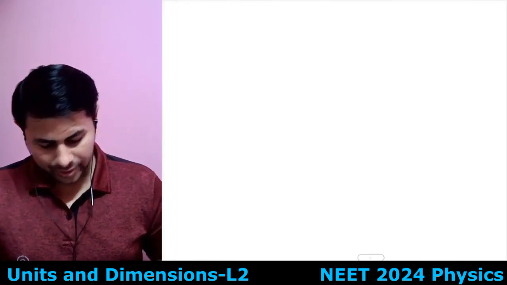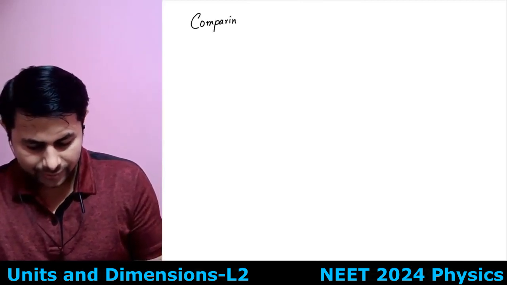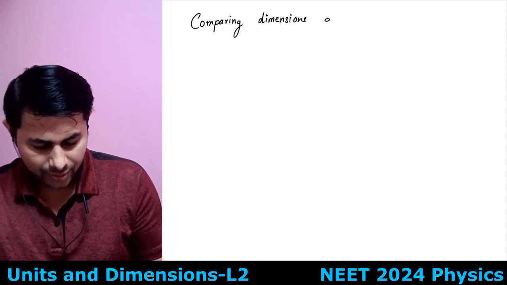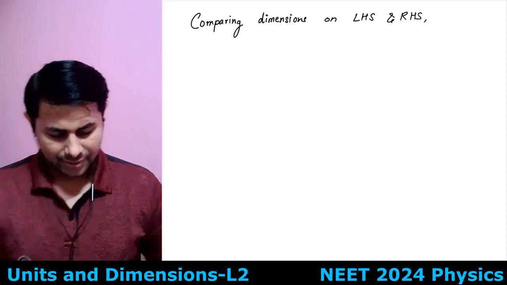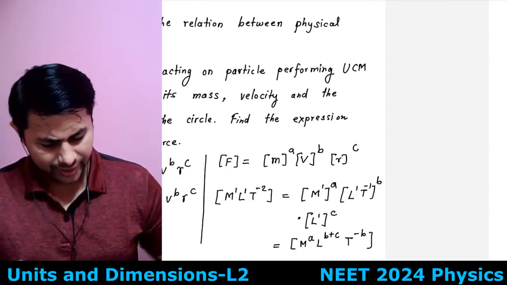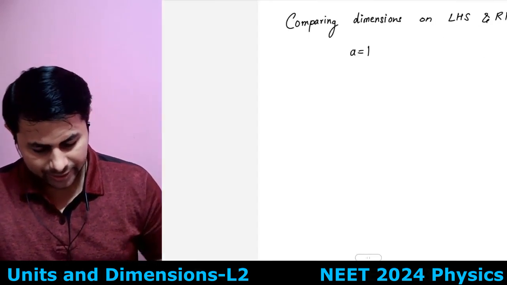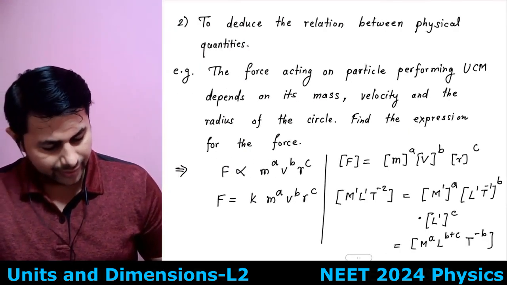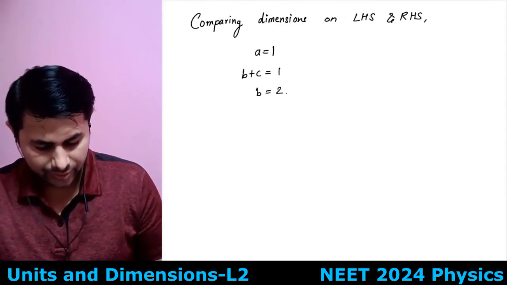So let's write, comparing dimensions on LHS and RHS. What do you get? You get a equals 1, b plus c equals 1, and minus b equals minus 2. That means b equals 2.